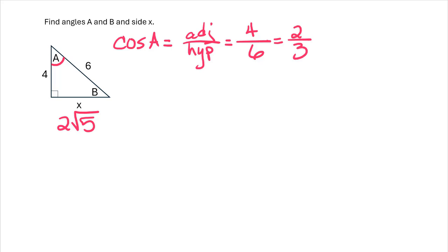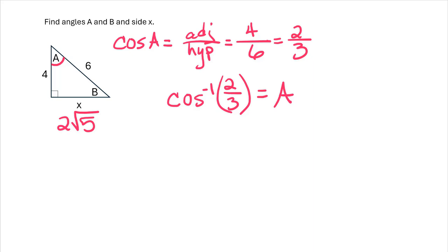And I can now use my calculator to find A. But I can't take the cosine of A if I don't know what A is. I don't know the angle. I have to use the inverse trig function. So cosine A is 2/3. Therefore, the inverse cosine of 2/3 is A. So I don't know the angle, I use the inverse function. Inverse cosine of 2/3 is equal to A.